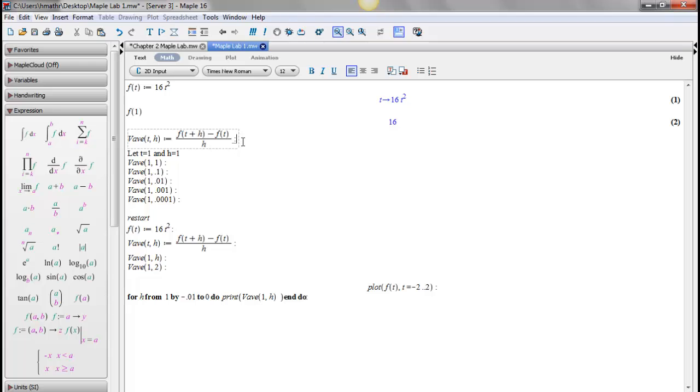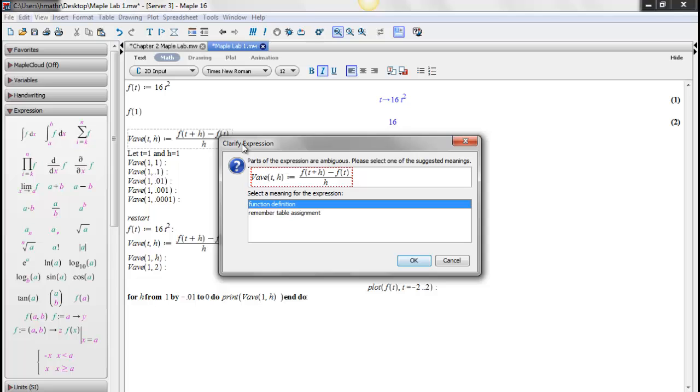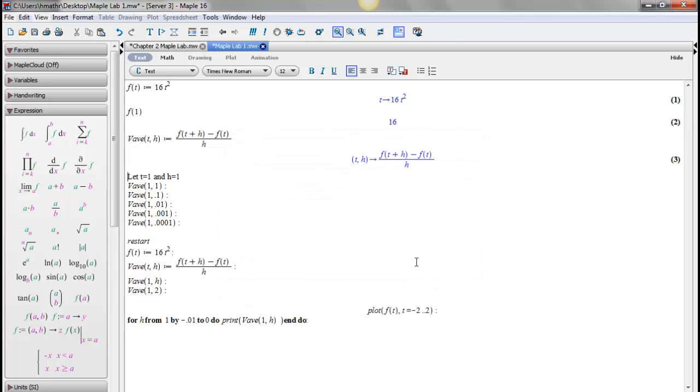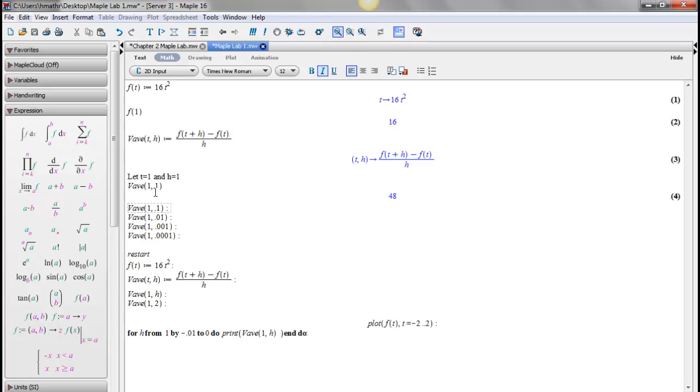At this stage, I've introduced average velocity in two variables. And once again, Maple asks if you're defining a function. You click OK because we are, and we get the following function. Now, if we let t equal 1 and h equal 1, then we can compute the average velocity by just using this notation, v ave parentheses 1 comma 1, and it computes for us.